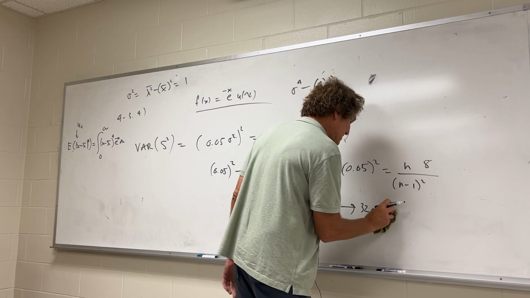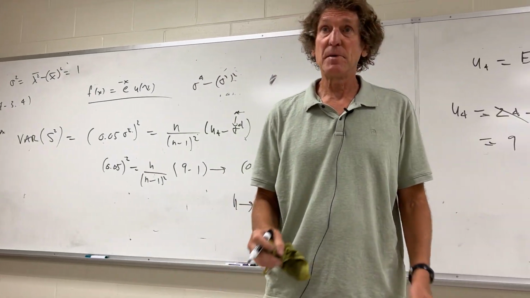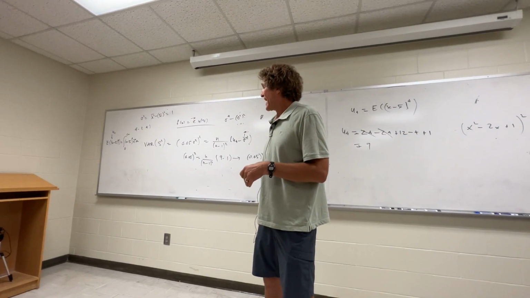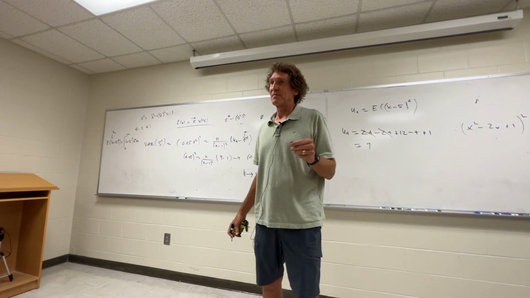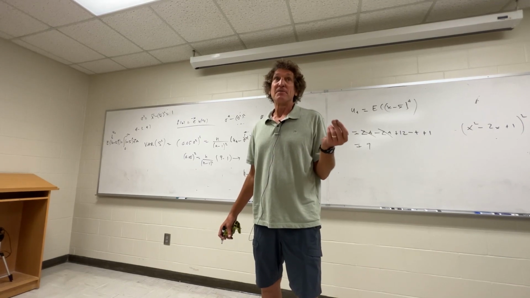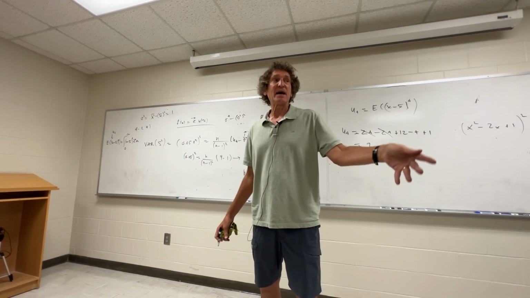So n equals 3202 for the variance to be within 5% of the variance, if that makes sense, of the variance of the population. But you had to calculate all this stuff.